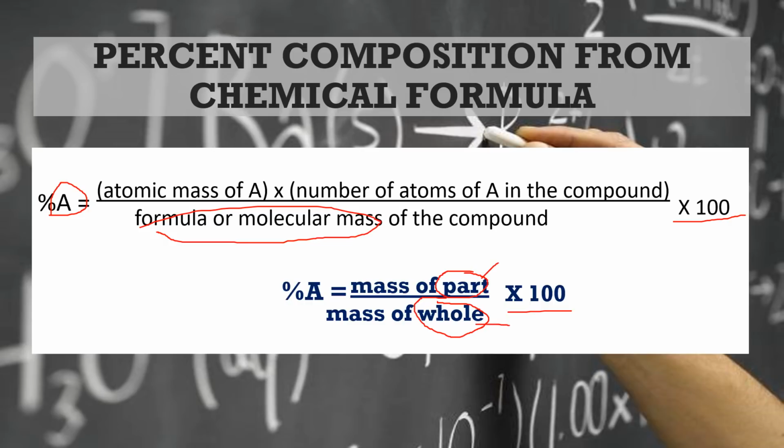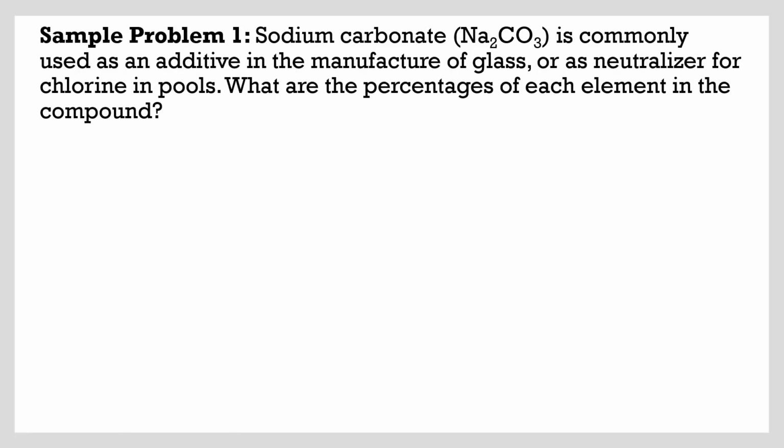So how are we going to compute the mass of the part and the mass of the whole? Let's take this example. Sodium carbonate, which has a chemical formula of Na2CO3, is commonly used as an additive in the manufacture of glass or as a neutralizer for chlorine in pools. What are the percentages of each element in the compound?